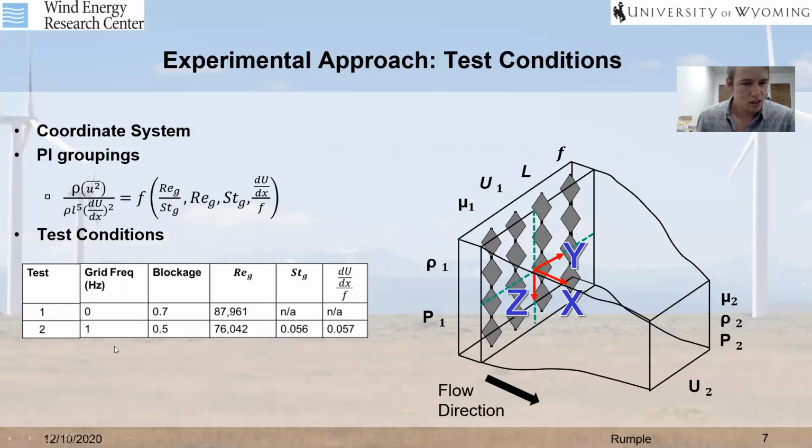And so the test sections that came out here were picked to demonstrate at least the bounds of TKE we could see in the flow. For test 1, the grid was not driven at any frequency. It was held fixed at a blockage ratio of 7%. And test 2, the grid was run at 1 hertz at a constant blockage of 50%, which is actually the mode you saw earlier in the video.